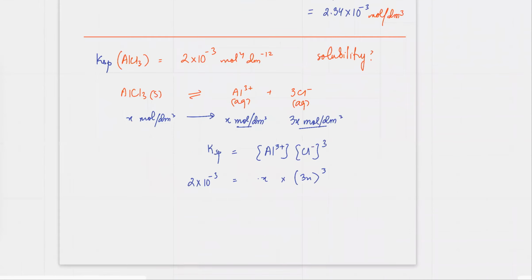So it's basically what? I think it's 27 x power 4, right? And this is 2 times 10 power minus 3. Get the 27 to the other side, and then take the fourth root of this. So what do we get for x?